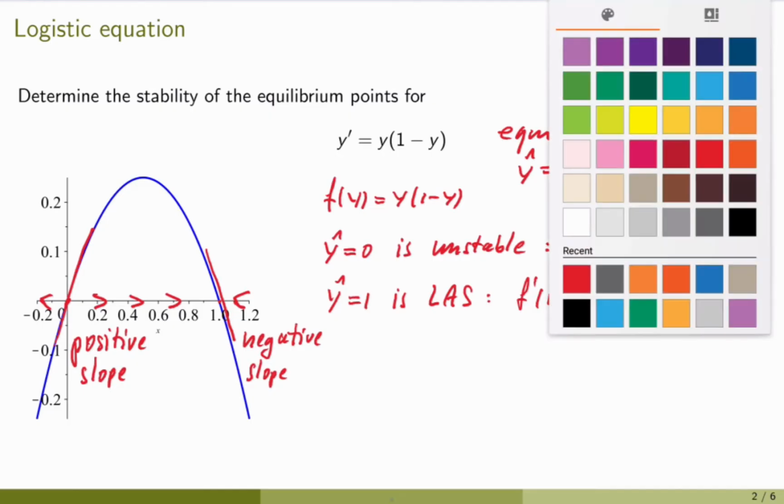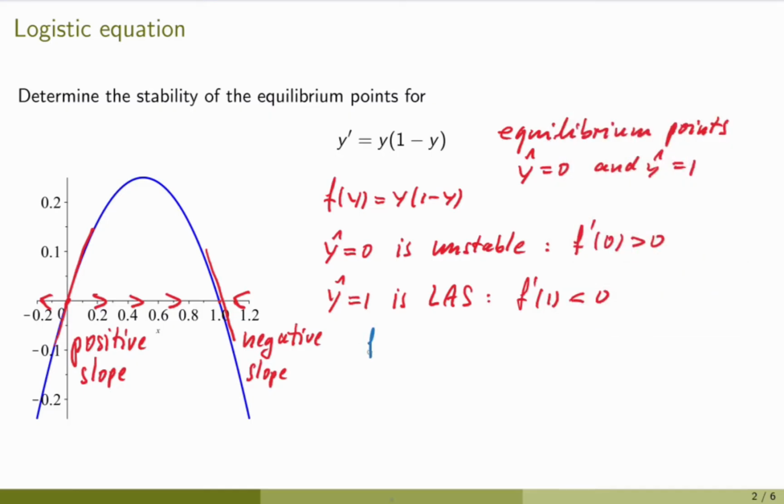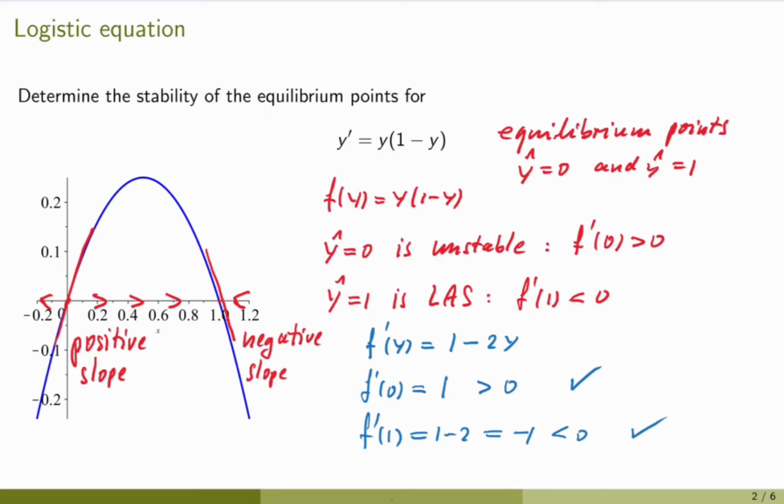So then let's quickly do the calculation. So f prime of y, the general derivative, is 1 minus 2y. And then f prime at 0 is equal to 1, which is positive. Check. And f prime at 1 is 1 minus 2, which is equal to minus 1, which is clearly negative. Check. So this corresponds to that case, and this corresponds to that case. All right.